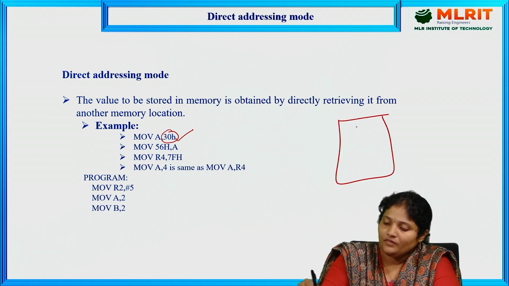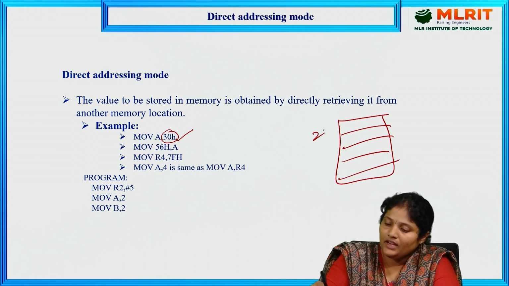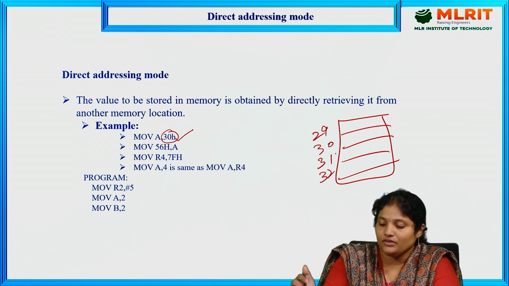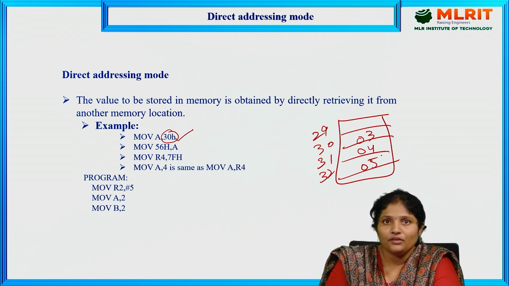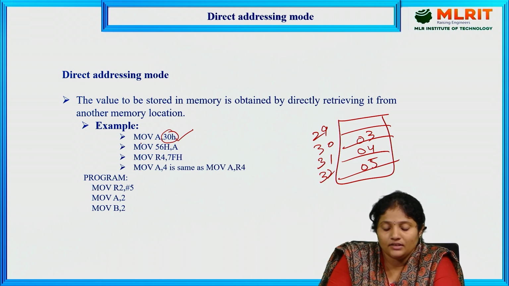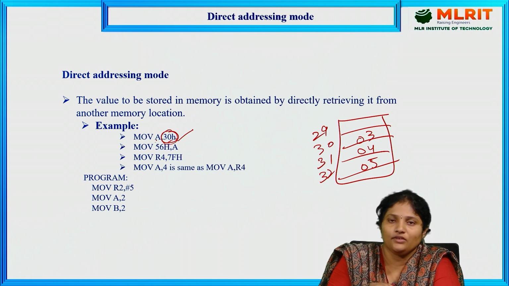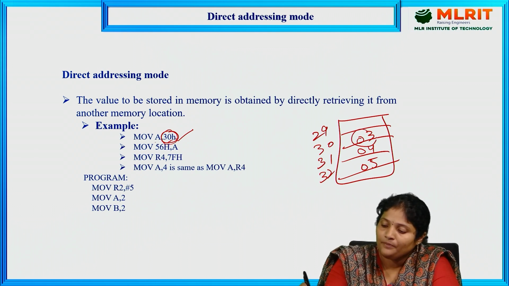Suppose we have 29, 30. These are the address locations and this is the data present in that address location, right? So what we are saying in this instruction, MOV A, 30H, is that this address will hold the data, and that data will be moved to the A register. So here the data is 30.